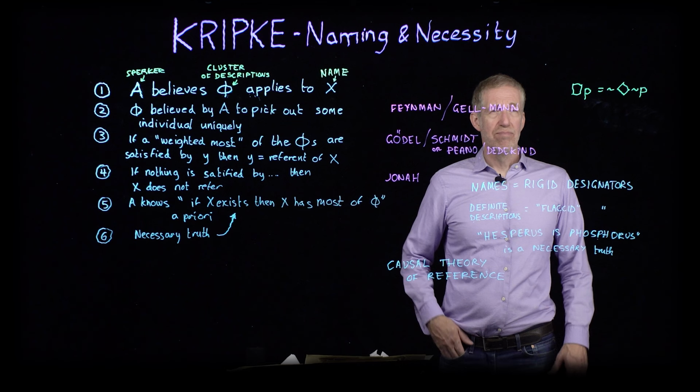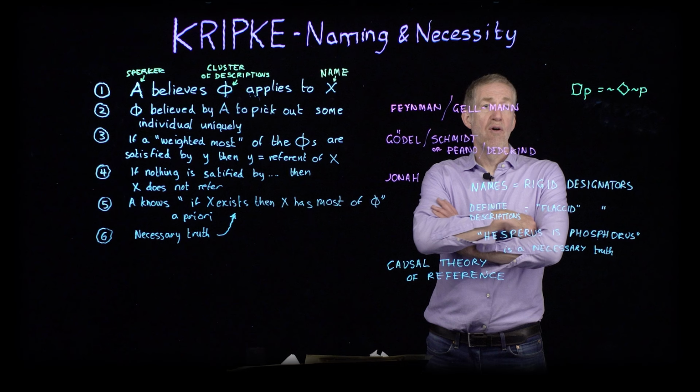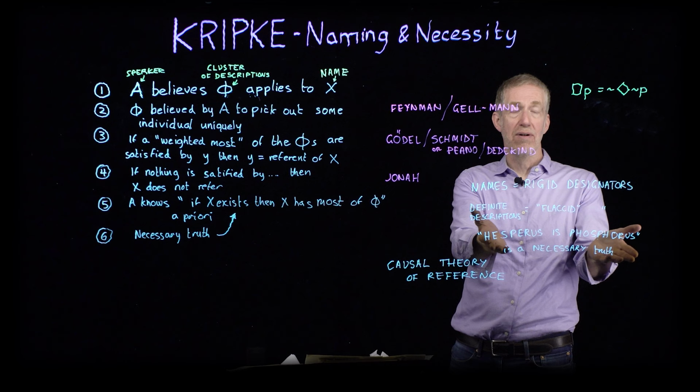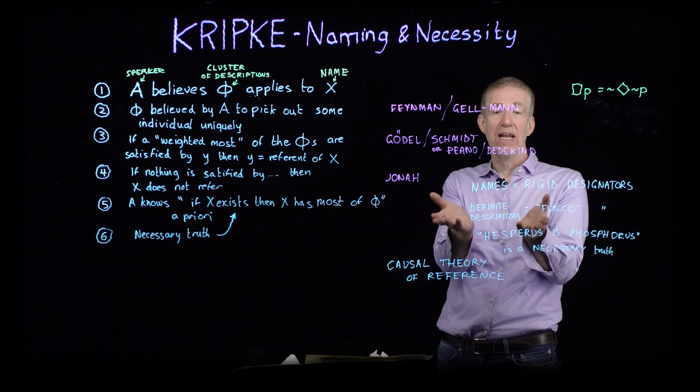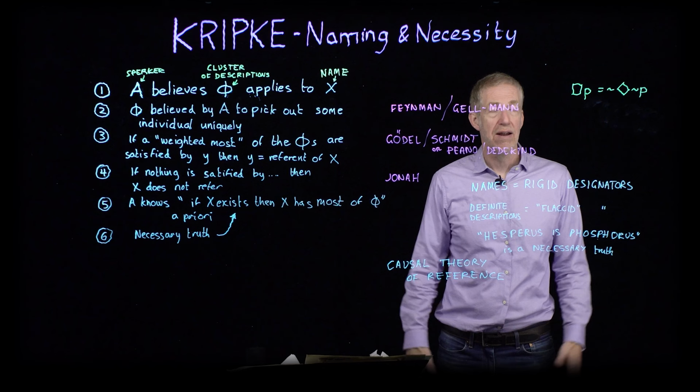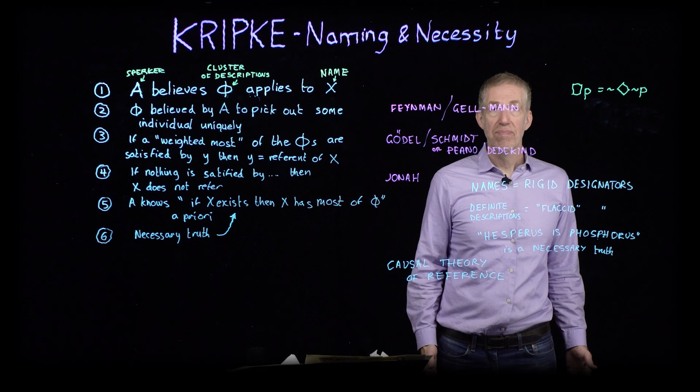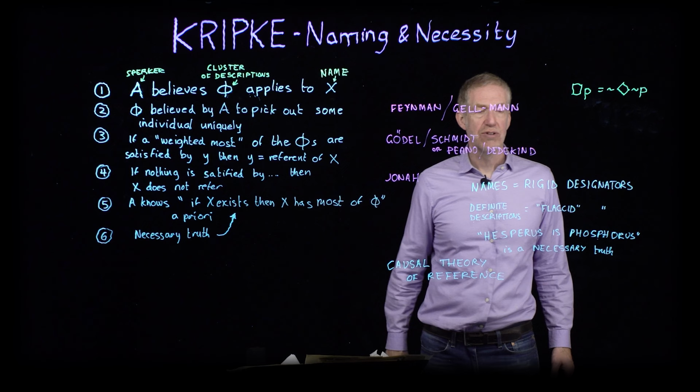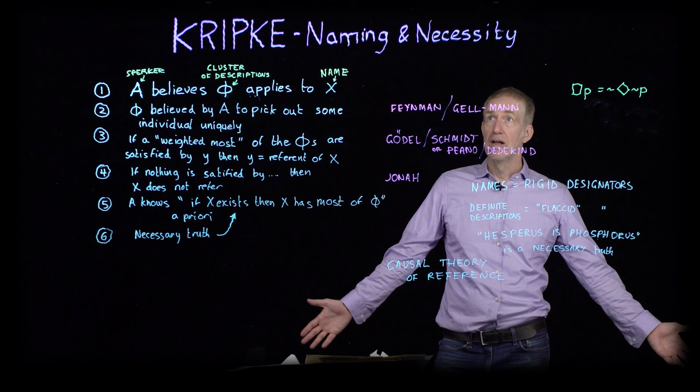He's saying that you can know a posteriori something that is a necessary truth. Why? Here's an example. The Greeks didn't know this. We learned this. We had to have experience. Oh, wait a minute. The thing we've been calling Hesperus is the same thing that we're calling Phosphorus. We just learned that. So we know it a posteriori, but it's still a necessary truth. So it's not the case that all necessary truths are known analytically. Some necessary truths you need experience to recognize. That's something that Kripke had to come along and argue for.